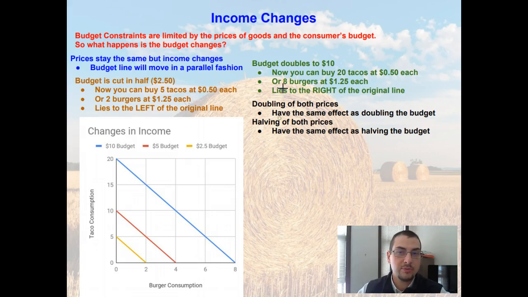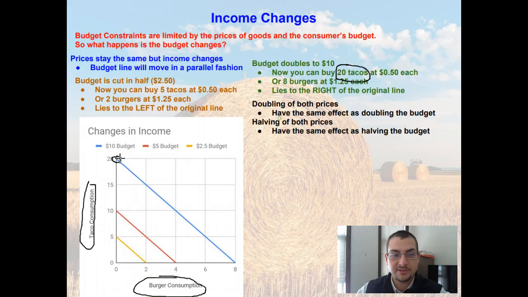If the tacos were 50 cents each, how many tacos can you buy with $10? Now you can buy 20. So we can buy 0 burgers and 20 tacos. There's our first point. As we look at this budget constraint line, we see that tacos are over here on this side, burgers are down here at the bottom, and we can buy 0 burgers and 20 tacos for $10 now. Let's look at it on the other side. What if you bought no tacos and you bought 8 hamburgers? You can now afford 8 hamburgers.